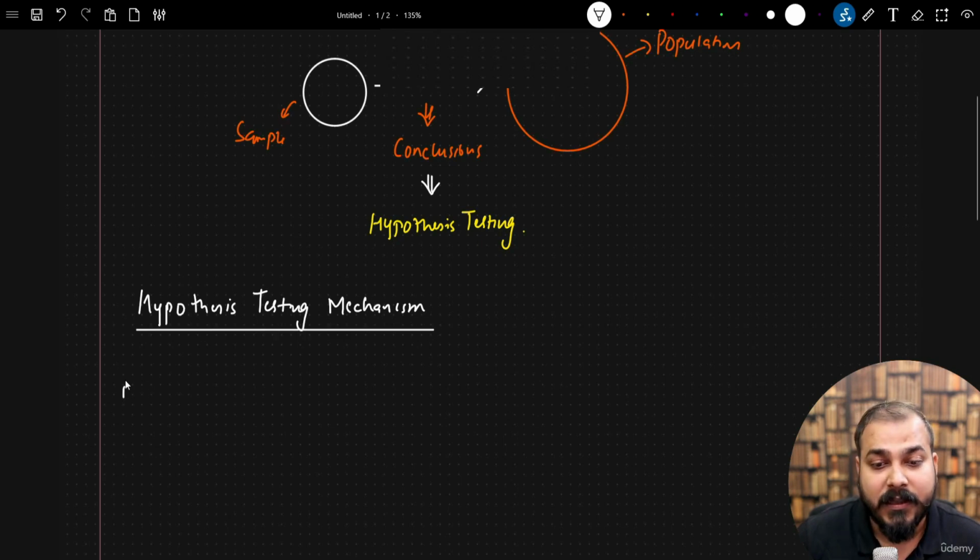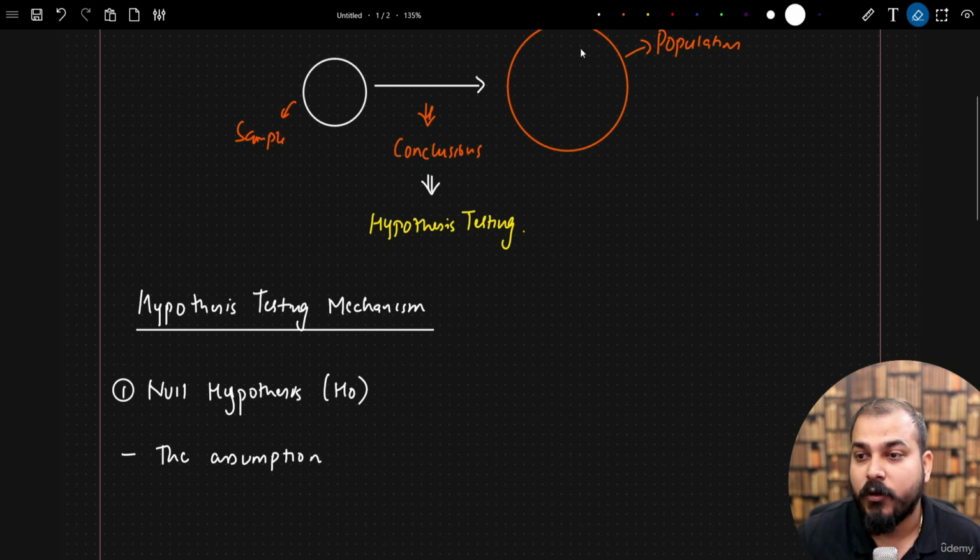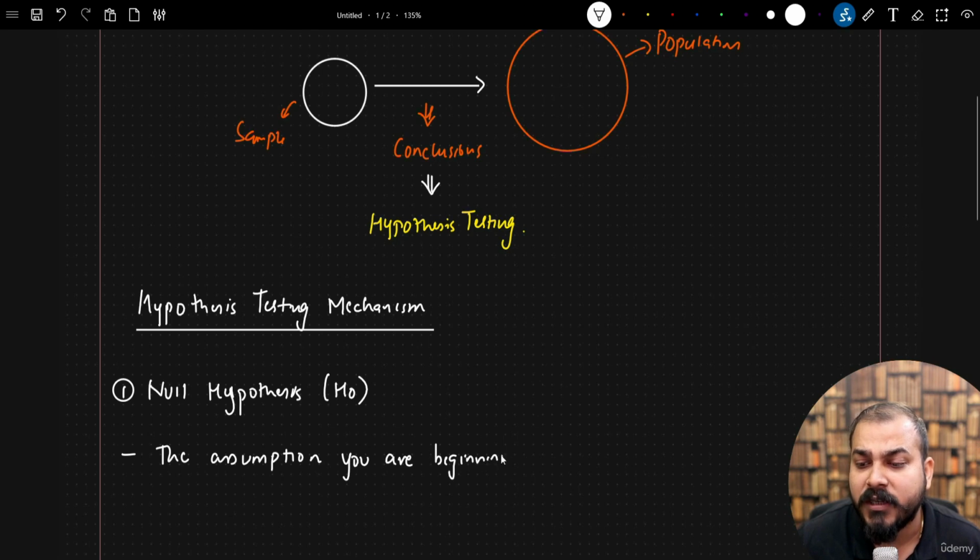The first thing in hypothesis testing, whenever we start, is that we need to write our null hypothesis. This is denoted by H0. And what will the null hypothesis have? The assumption you are beginning with. So I'm going to write over here: the assumption you are beginning with. Whatever the default assumptions are, that will go with respect to the null hypothesis. I will give you an example, don't worry.